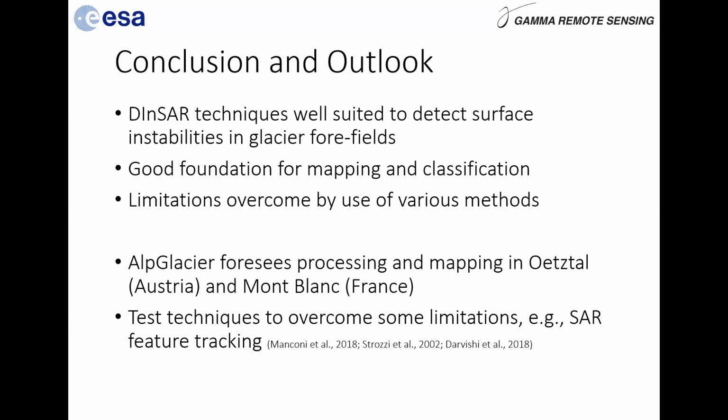The outlook of this particular Alp glacier project includes the processing and mapping of 2 additional sites, that's Tal, located in Austria, and Mont Blanc, located in France. Additionally, other remote sensing techniques that do not involve DInSAR may provide more information, particularly on faster moving features. For example, methods such as SAR offset tracking could be employed for this.